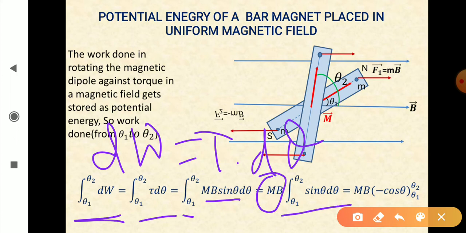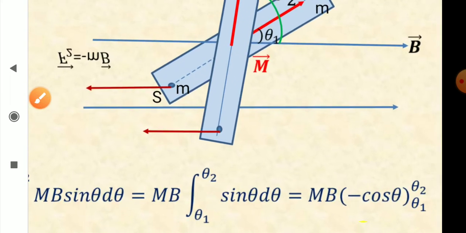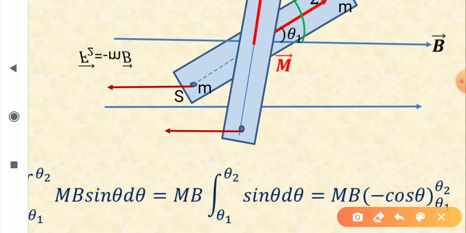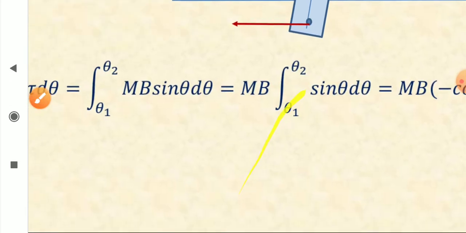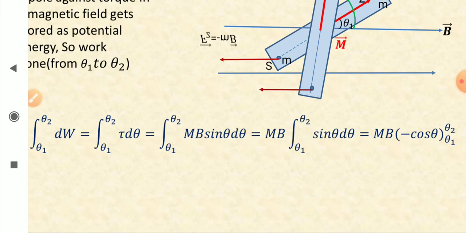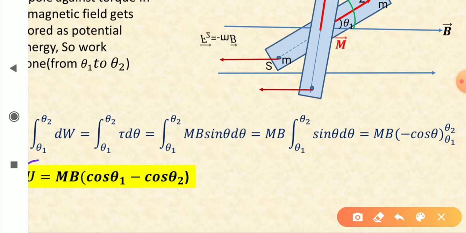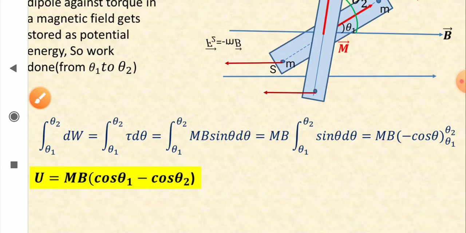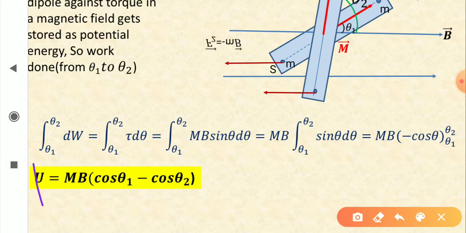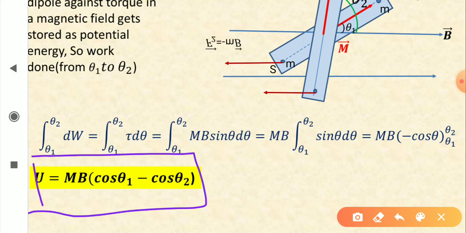Integration of sin theta d theta, and integration of sin theta is minus cos theta. So, here we'll find out the value of cos theta from lower limit theta 1 to upper limit theta 2. So, putting the values, upper limit minus lower limit, this work done is potential energy U, mB (cos theta 1 minus cos theta 2). This is the general relation for potential energy of this bar magnet.